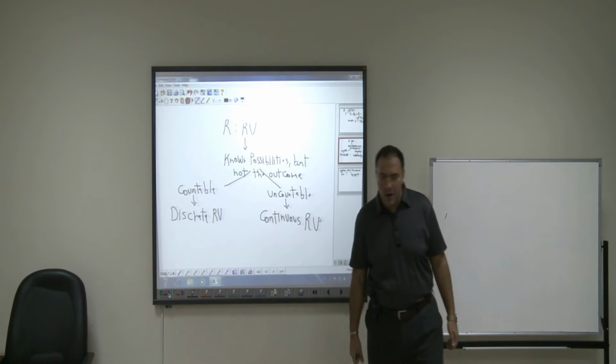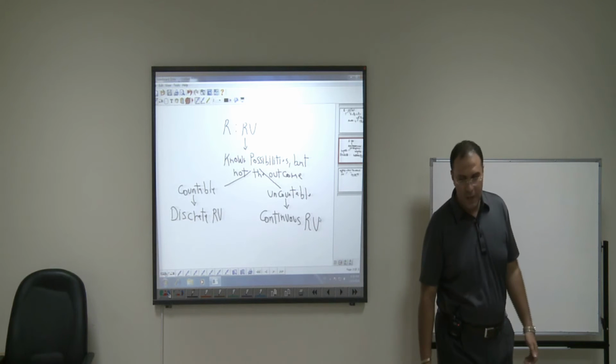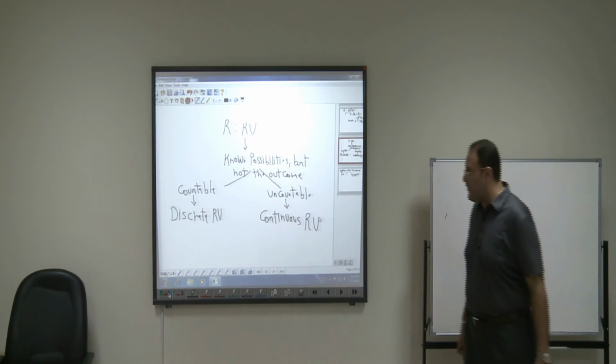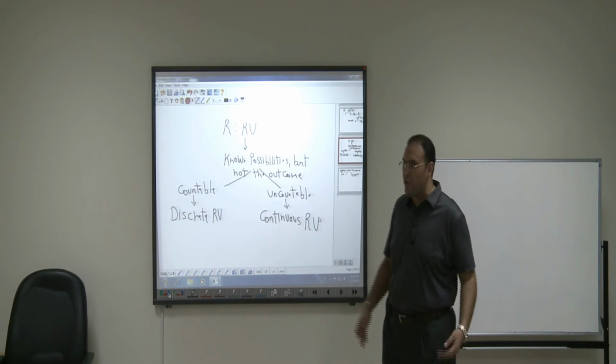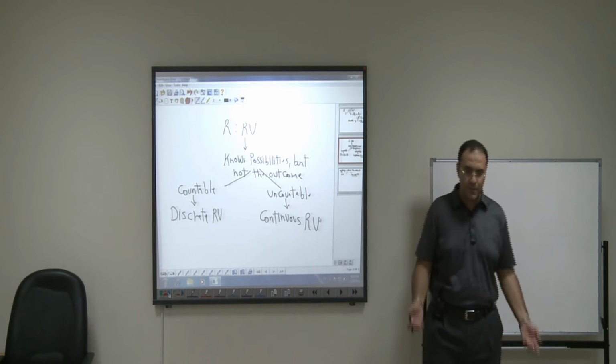In order to explain why R is considered a continuous RV, let's first explain the possibilities for R. What are the possibilities for R?